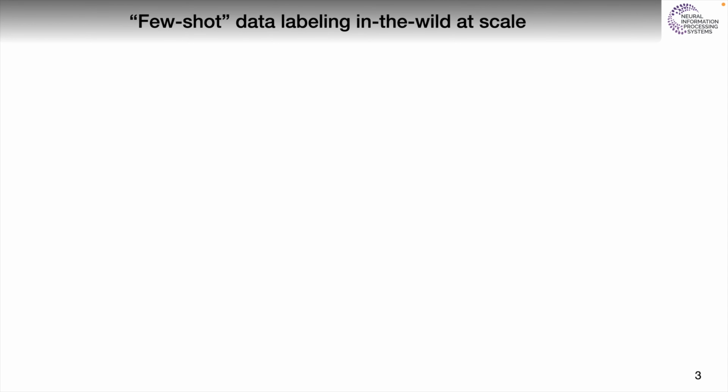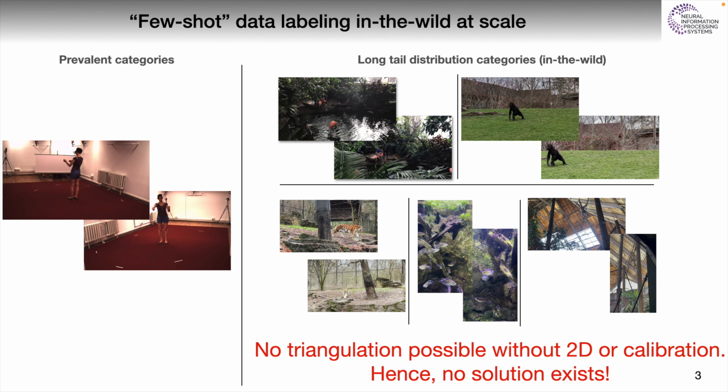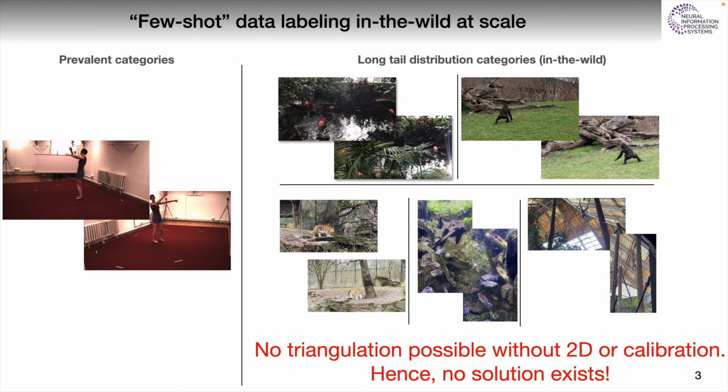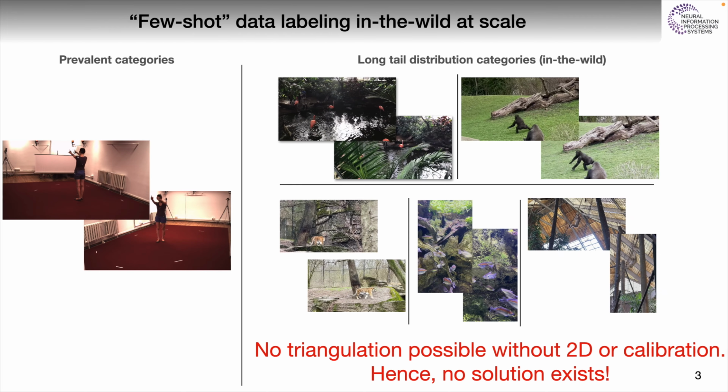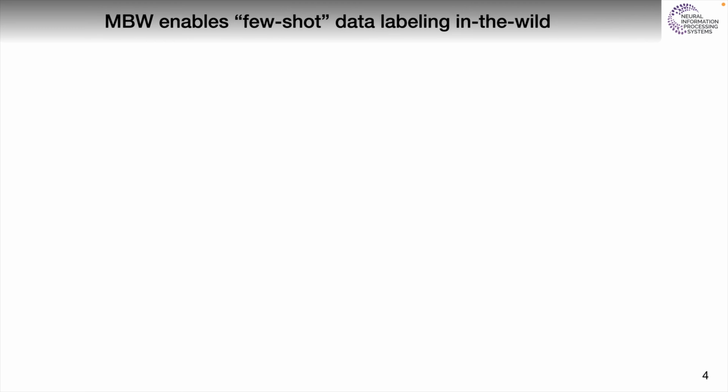Relying on such rigs, we have made substantial progress in labeling categories such as humans or hands. However, annotated datasets for long-tail distribution categories, such as these animals casually captured in the wild, are largely out of reach. For such scenarios, triangulation is not possible and hence no reliable solution exists.